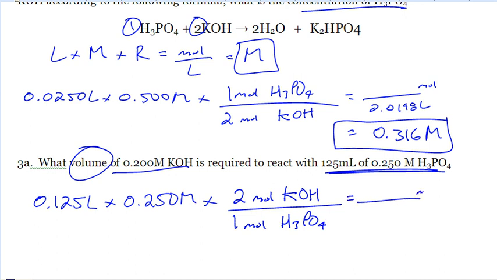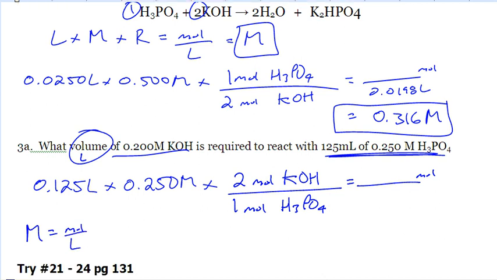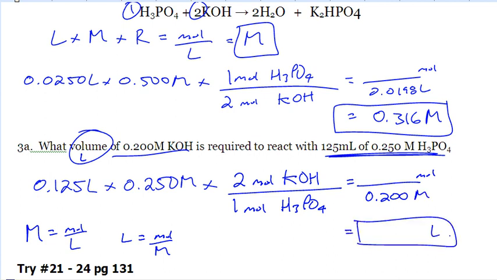This will give us moles of KOH. We want liters, and big M is moles over liters. So liters is moles over molarity, and it's not a coincidence that you are given a molarity. So put that in, you'll end up with liters. 0.125 times 0.250 times 2 divided by 0.2.